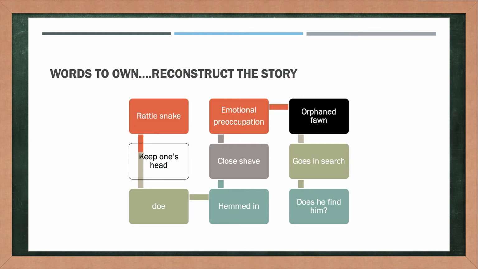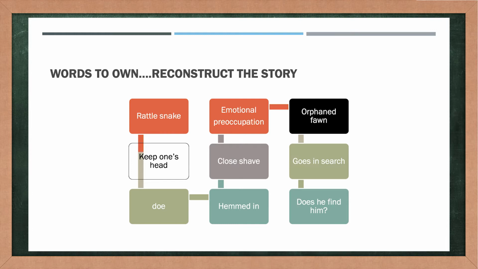Let's use a few key words you have studied in this lesson to reconstruct the story. Jody's father was bitten by a snake and they killed a doe to save his life as a remedy. Since Jody kept his head, his father was saved. But on the other side, the doe has been orphaned because it has lost its mother, and Jody gets emotionally preoccupied thinking of the plight of the doe that has been left alone in the wild. He shares his concern with his father.